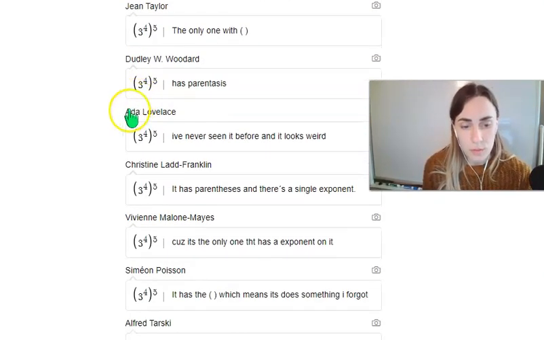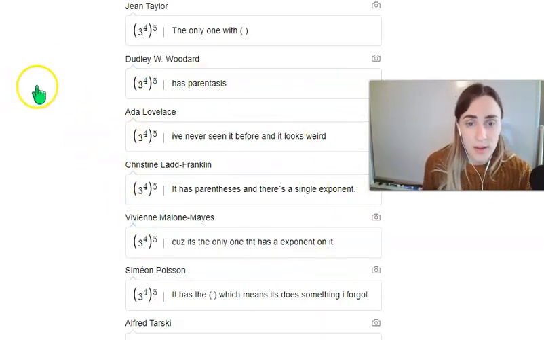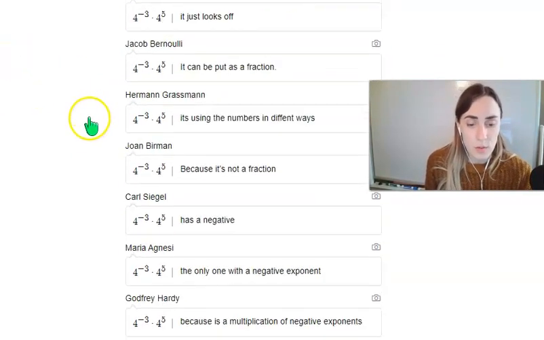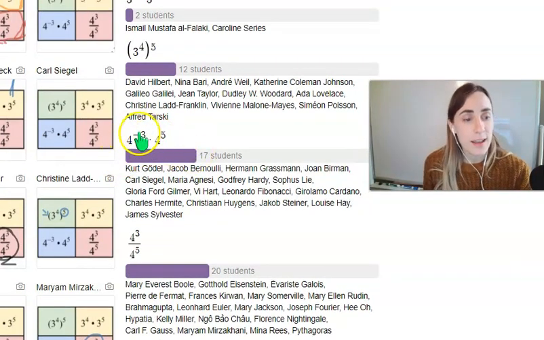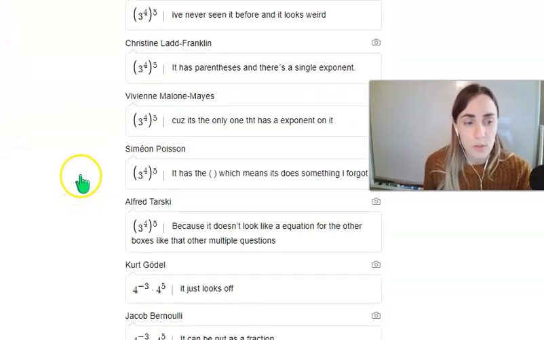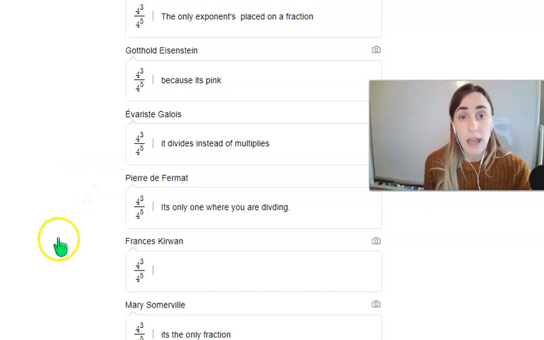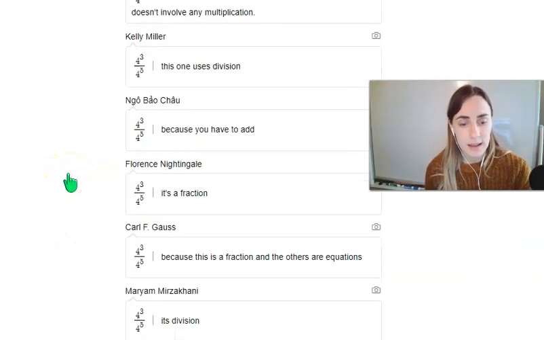So as you're looking through, what I start with is the most common response. So you could see at the top for me, that was the one with the negative exponent and the one that shows division. So I'm looking for students that are using the math vocabulary I want to hear so that I can encourage them to share their thinking.